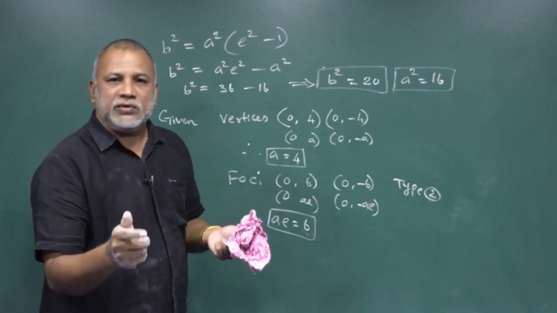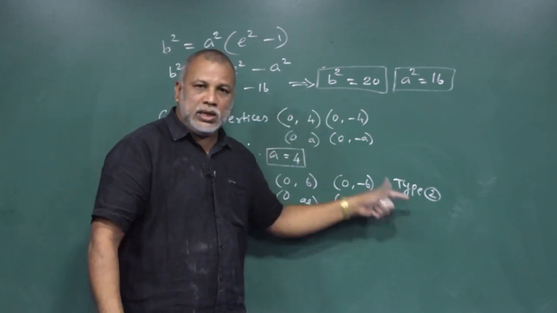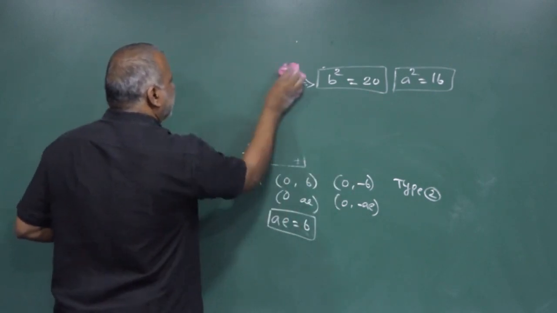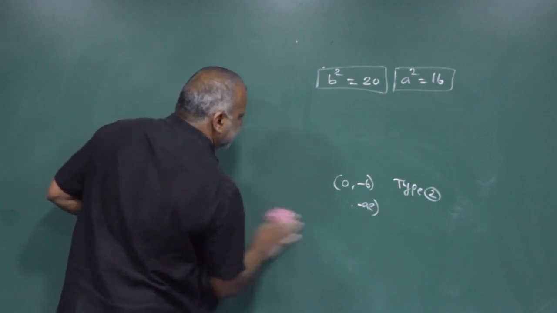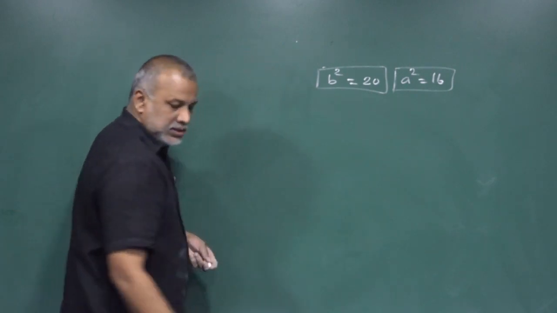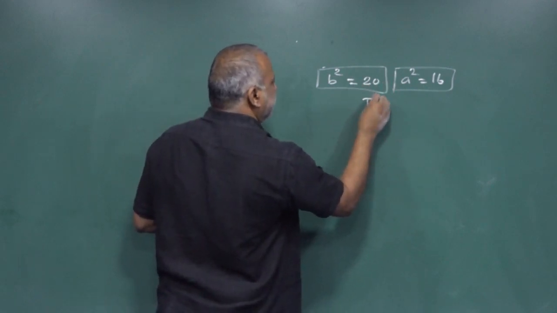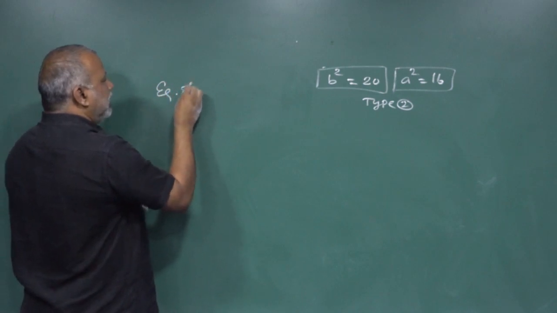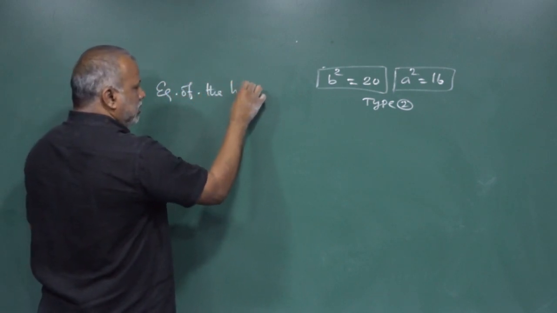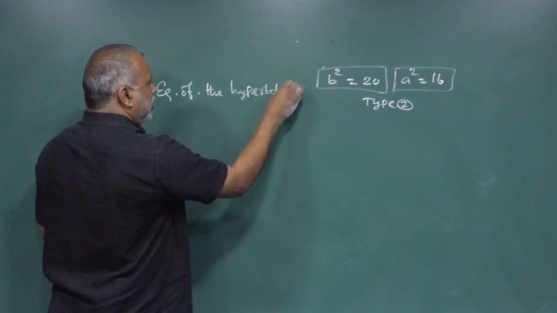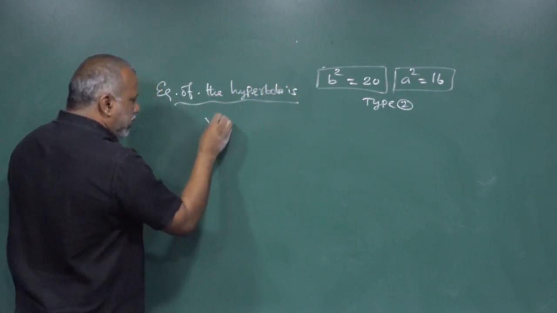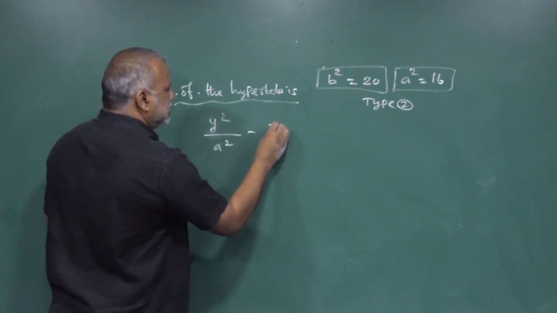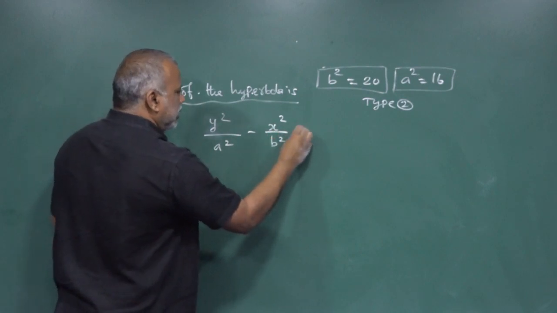We need the equation of the hyperbola. See, it is type 2. Type 2 means, what is the formula? That means the transverse axis is along the y-axis. So we have a squared, b squared, type 2. So now we are going to write the equation. The equation of the hyperbola is y squared divided by a squared minus x squared divided by b squared equal to 1.